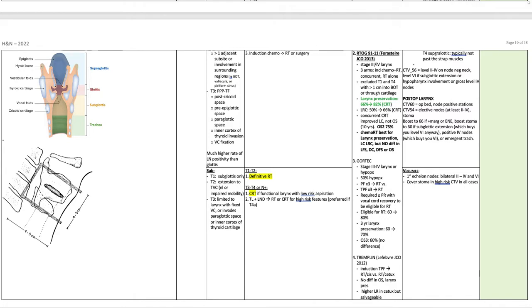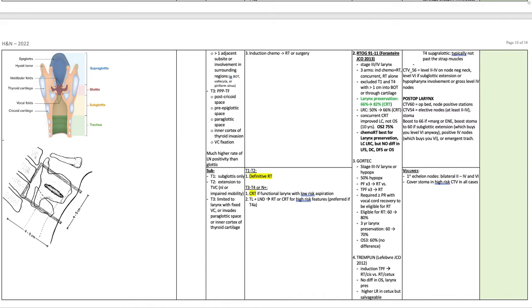Concurrent chemoradiation improved local control but not overall survival. Overall survival at 2 years was 75%. Chemoradiation is the best for larynx preservation, local control, local regional control, but there's no difference in LFS, distant control, disease-free survival, or overall survival.